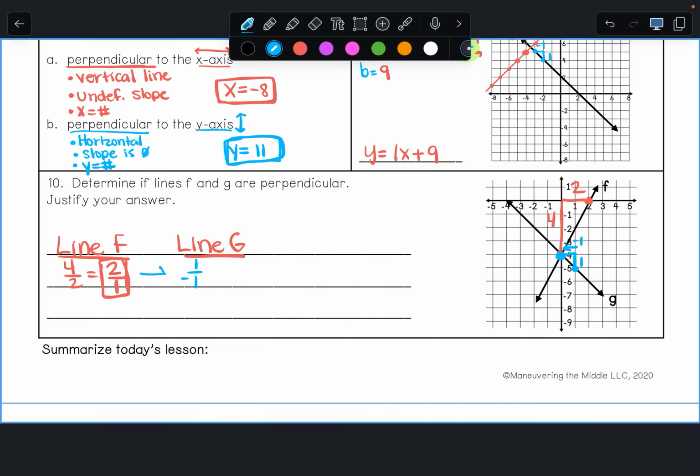Now look at those two slopes. Was 2 over 1 kept, flipped, and changed? No, because they're using different numbers. You have to flip the same numbers in order for them to be perpendicular. So the answer is no. Slopes are not opposite reciprocal. In other words, there was no KFC done. Okay? No KFC was done to this.